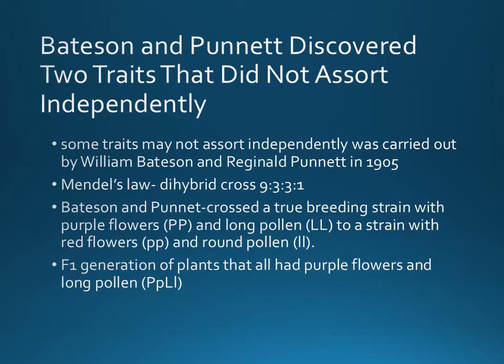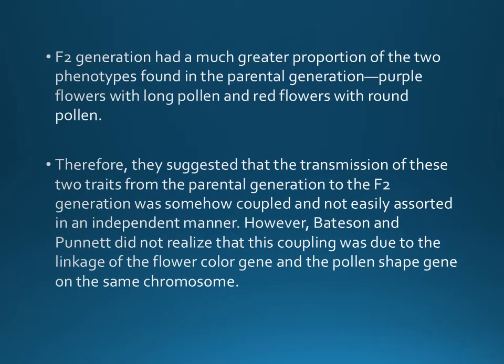This means the trait of purple flowers and long pollen are dominant over the trait of red flowers and round pollen. But the F2 generation had a much greater proportion of the 2 phenotypes found in the parental generation. What is the parental generation? One parental phenotype is purple flowers with long pollen, and the other parental strain is red flowers with round pollen.